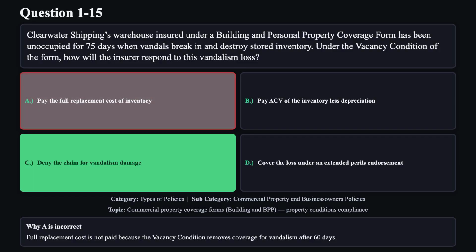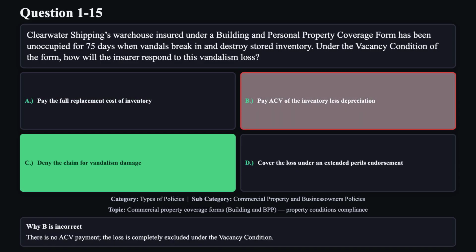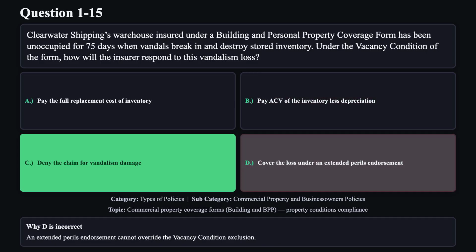Reason A is not correct. Full replacement cost is not paid because the vacancy condition removes coverage for vandalism after 60 days. Reason B is not correct. There is no ACV payment. The loss is completely excluded under the vacancy condition. Reason D is not correct. An extended perils endorsement cannot override the vacancy condition exclusion.